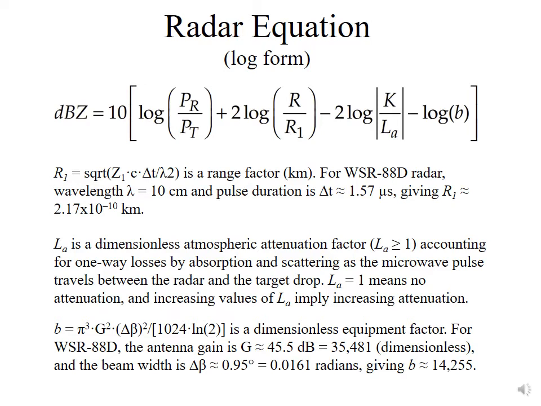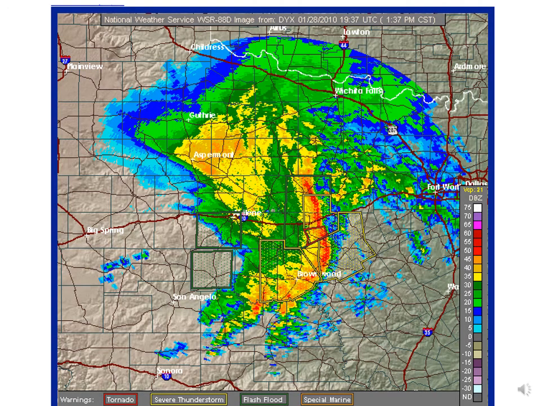The quantity LA is a dimensionless atmospheric attenuation factor, which accounts for the absorption and scattering of the microwave pulse as it travels through the atmosphere. An LA of 1 means that there's no attenuation, and if there's more attenuation, then this quantity will be greater than 1. And B, of course, is the information that is contained about the equipment factor. So it includes information about the gain, capital G, about the beam width, delta beta, and for the National Weather Service radar, B is about 14,255.